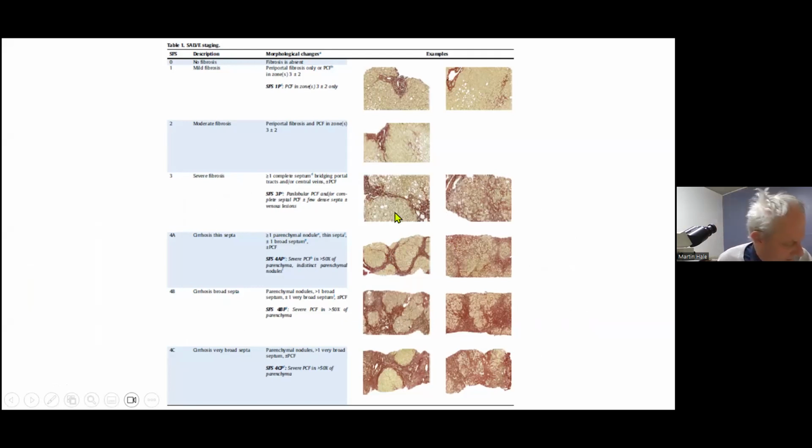So my feeling is that this is an SFS 3 score, where you've got this bridging fibrosis and this chicken wire fibrosis. I don't think it's cirrhotic. So here the score would be an activity score of 4 and a fibrosis score of 3. So from a prognostic point of view, she has a poorer prognosis than the first patient that we showed you.